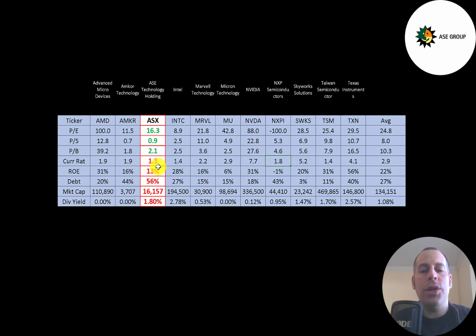They're lower than average ROE at 13%, average is 22%. They're a lot higher in debt than the average, and they're a pretty small company relative to the average. And they do pay a higher dividend than the average at 1.8%, average is a little over 1%.